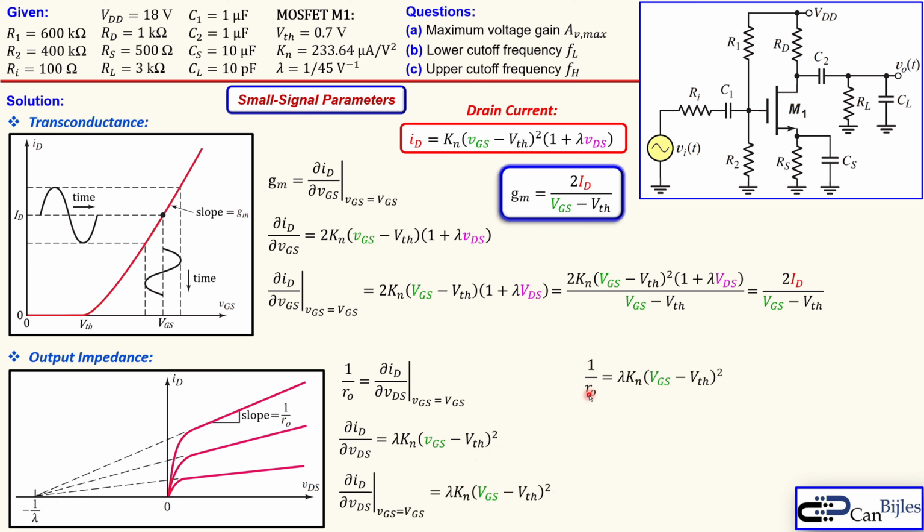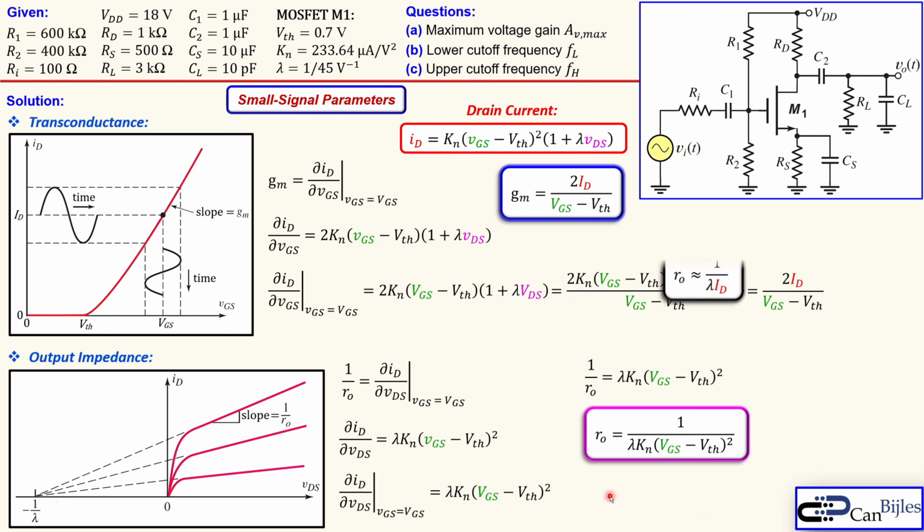If you now do 1 over this RO, then this, and the RO will be 1 over this, that is actually shown here. So we can now use this also to determine the RO. In most cases, and in some cases we also use for convenience 1 over the lambda ID, which is much faster because then you don't have to know this Kn and all the other parts.